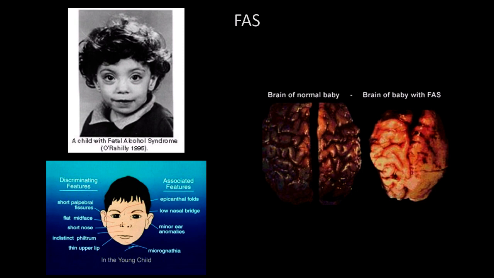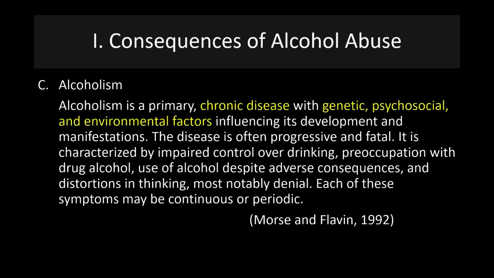So here you can see that characteristic FAS face, changes in the shape of eyes. We get different shapes of nose, some ear abnormalities, a thinner upper lip, etc. So we get these clear, flat mid-face features. And you can see here on the right the brain of a normal baby compared with the brain of a baby with fetal alcohol syndrome. This is a pretty significant problem.